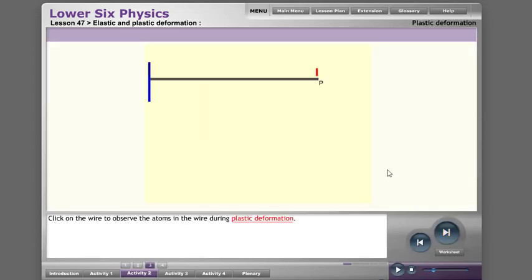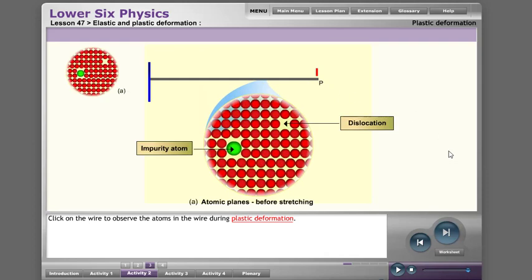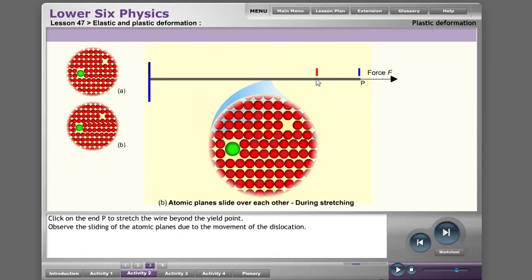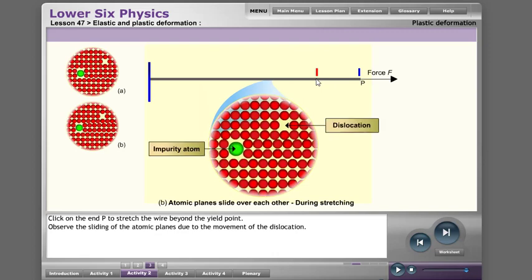Click on the wire to observe the atoms in the wire during plastic deformation. Click on the end P to stretch the wire beyond the yield point. Observe the sliding of the atomic planes due to the movement of the dislocation. Click on the end P again to remove the force F. Observe the atoms in the wire.